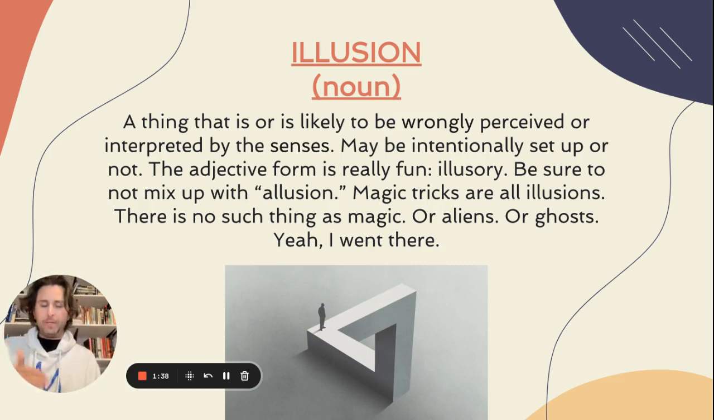Now, the adjective form is a great word. It's illusory. I really like that one a lot. Here's the thing, though, in English class, you need to be really careful not to mix it up with the word allusion, starting with an A. When I pronounce the word in class, I really hit the A in allusion heavy, but it isn't necessarily pronounced with that heavy distinction. It's just illusion. So it can be easy to mix the two up. So magic tricks are all illusions. There's no such thing as magic or aliens or ghosts.